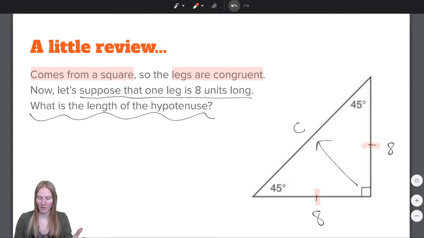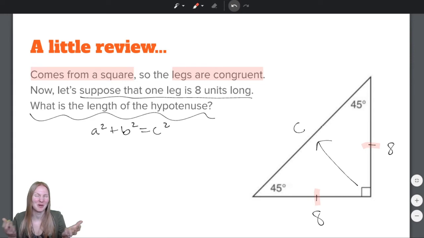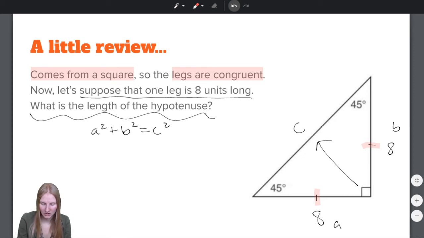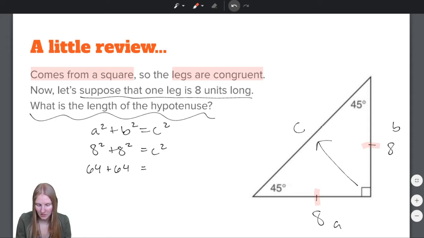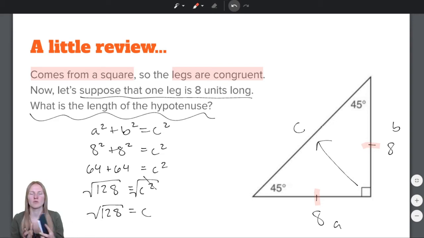Well, we can figure out what it is using the Pythagorean theorem. So that's why I say a little review, because we're going to use the Pythagorean theorem. So we have the legs are A and B. So we have 8 squared plus 8 squared equals c squared, whatever the hypotenuse is. So we have 64 plus 64 equals c squared. 64 plus 64 is 128 equals c squared. And then we're going to take the square root of both sides. So c is equal to the square root of 128.